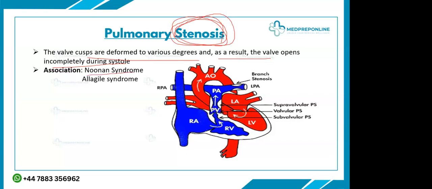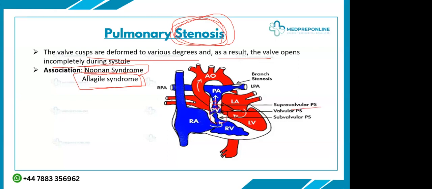Its association is with Noonan syndrome and Alagille syndrome. You need to remember this, especially Alagille and Noonan syndrome. They can ask you here. This is the pulmonary valve, and there could be stenosis. Okay, there could be stenosis just above the pulmonary valve area, which is called supravalvular PS.